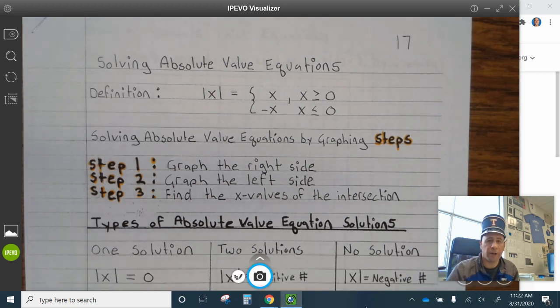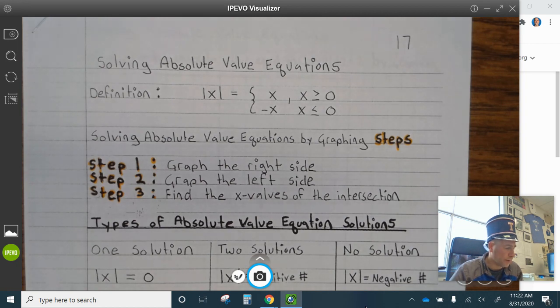Okay, Wildcats. Today we're looking at journal page 17, solving absolute value equations. Definition: the absolute value of x is x when x is greater than or equal to 0, and negative x when x is less than or equal to 0. Solving absolute value equations by graphing steps.